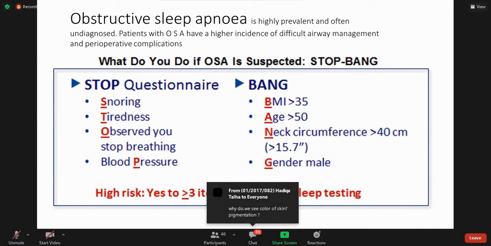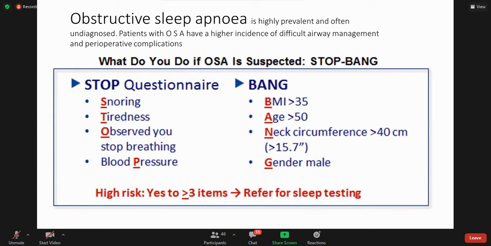So for obstructive sleep apnea, we will ask certain questions for evaluation of OSA if the patient is obese and there is a history of sleep apnea. So we will have to evaluate by asking certain questions, and those questions include the STOP-BANG questionnaire.